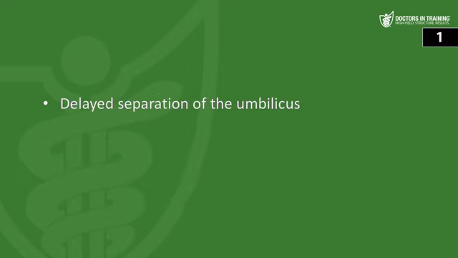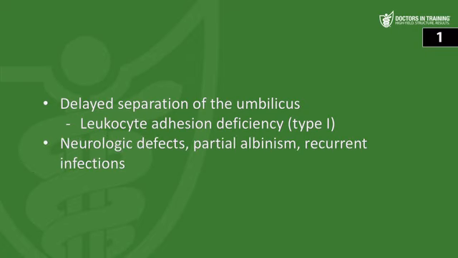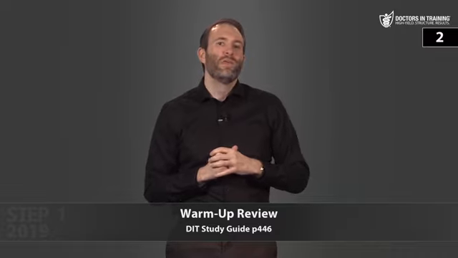Next we have delayed separation of the umbilicus, so this is leukocyte adhesion deficiency type 1, so this is a phagocyte dysfunction disorder. And then we have neurodefects, partial albinism, recurrent infections, this is Chediak-Higashi syndrome, also a phagocyte dysfunction disorder. All right, next question.